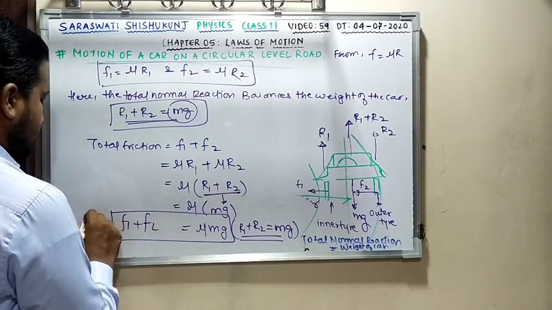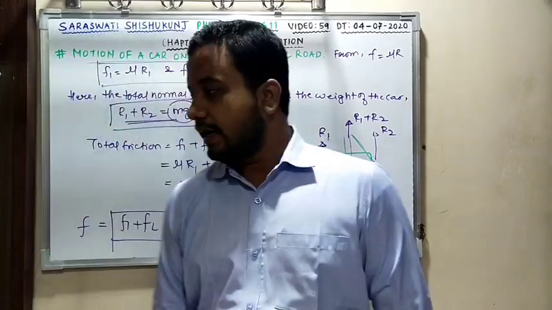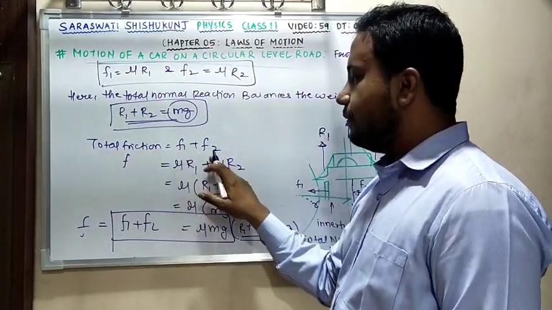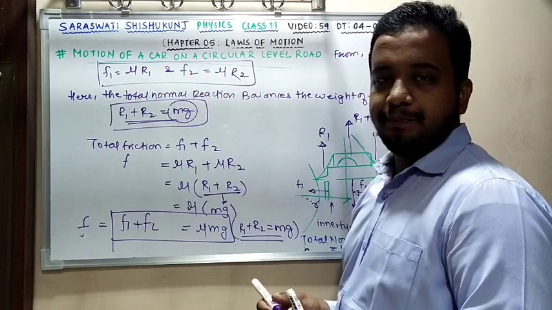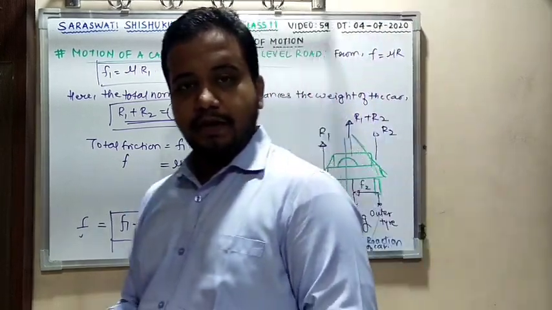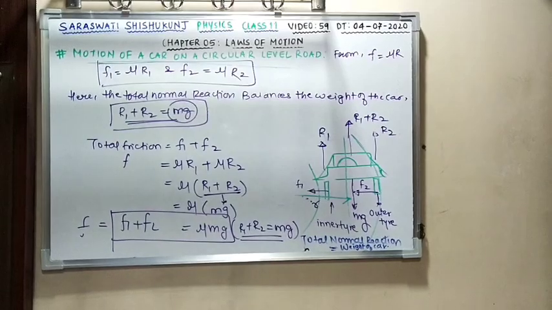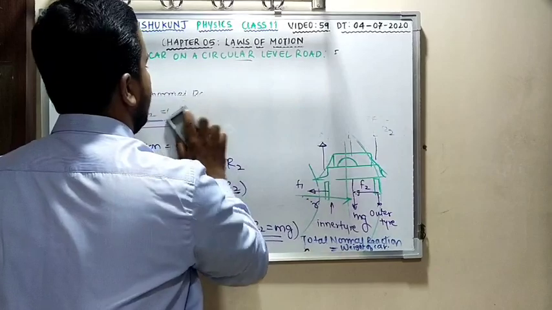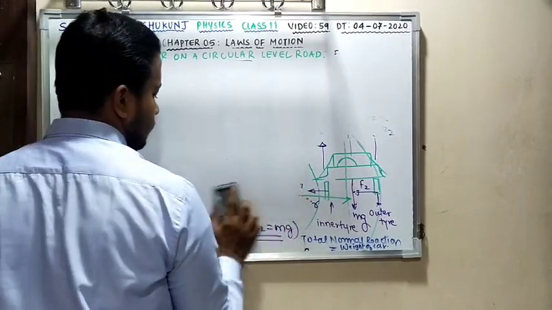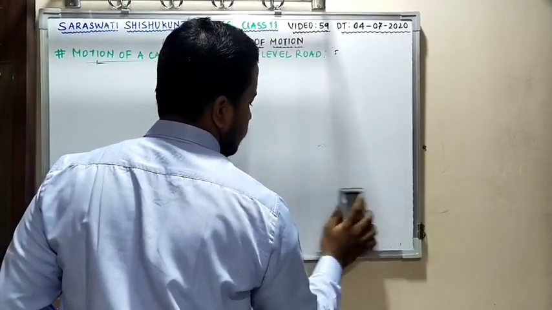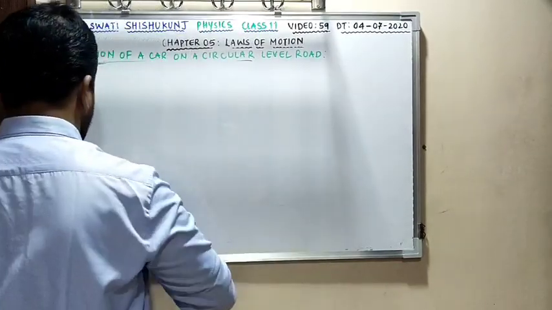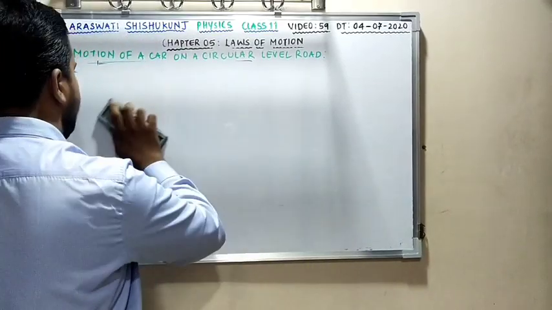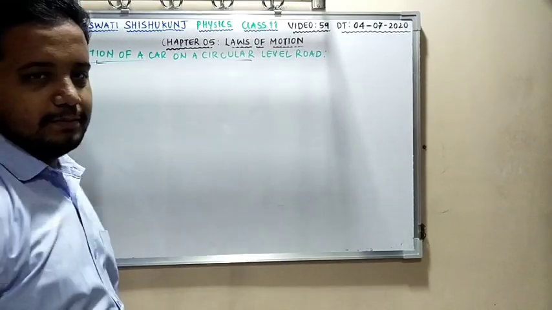Can I write total F, because I am calculating total friction, the summation of F1 plus F2, in which I got the value mu mg. Is this perfectly clear? 100%? Very good. Let me clear the board. Hope it is perfectly clear.